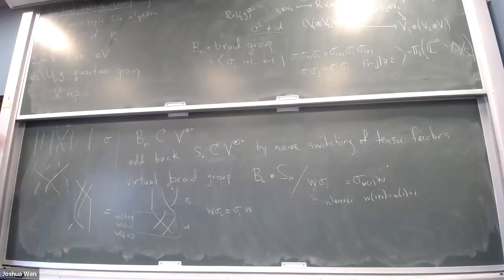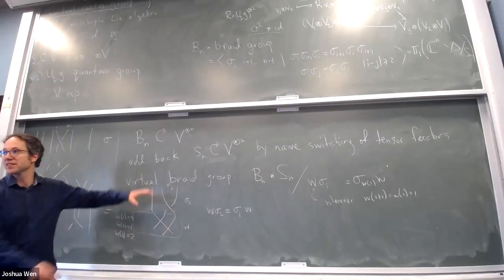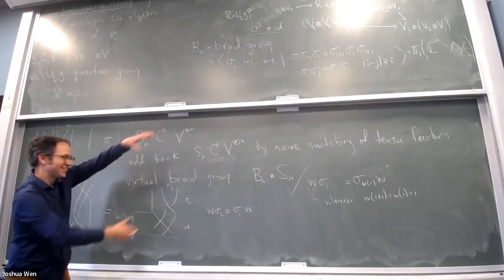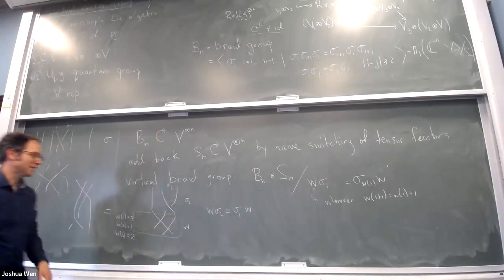So this virtual braid group is something people have studied in knot theory for a long time. I think it was introduced by Kauffman. I'm not completely sure what the knot theoretic motivations are. But you can also study what are called virtual knots, which is the same thing, but where your strands are like.